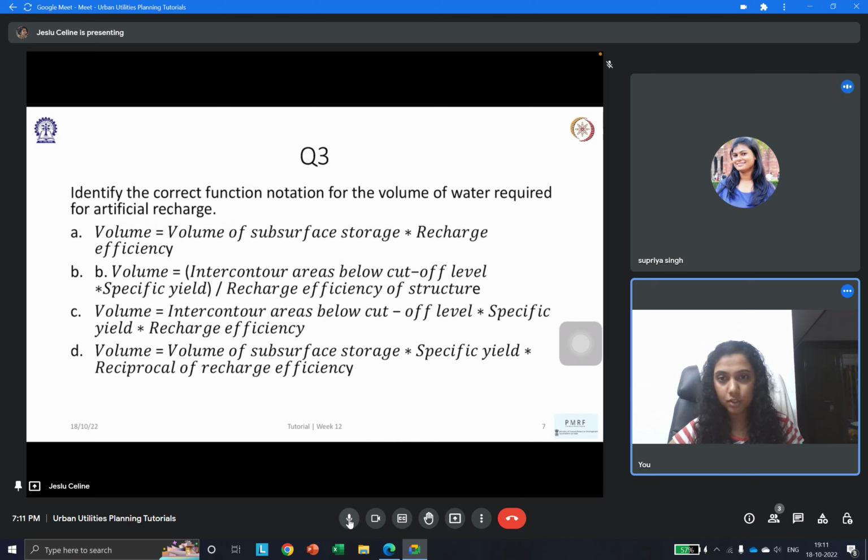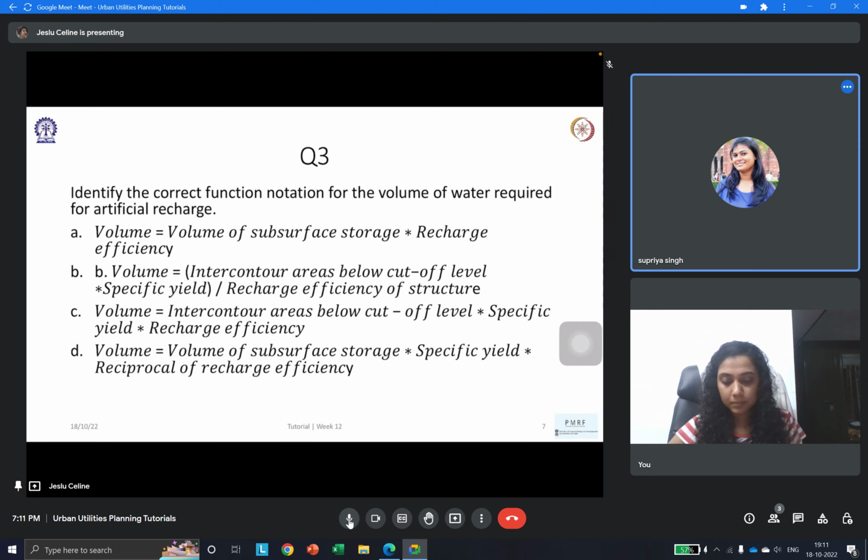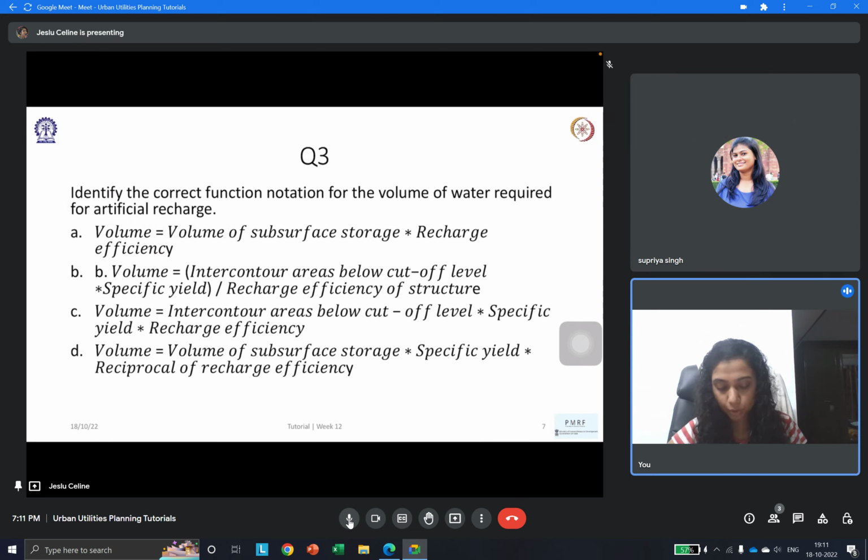Identify the correct function notation for the volume of water required for artificial recharge. You can attempt this. B option. Volume is equal to intercontour areas below cutoff level into specific yield divided by recharge efficiency of the structure. Okay, B option. Fine. So it's this one.